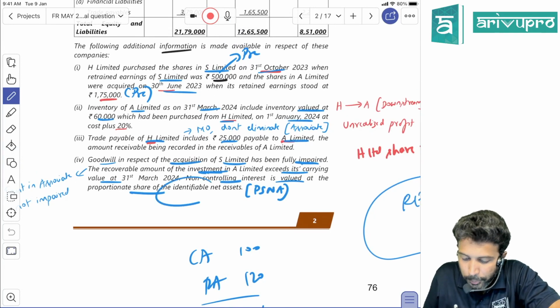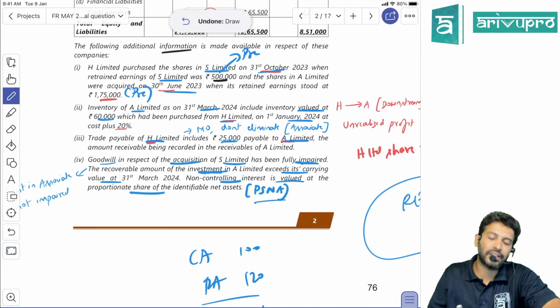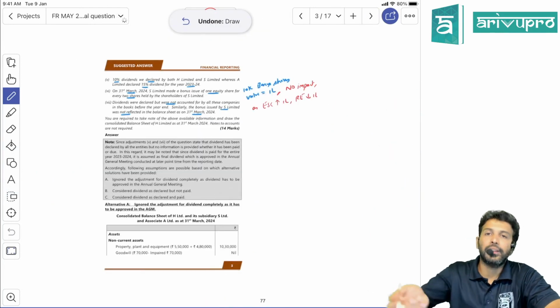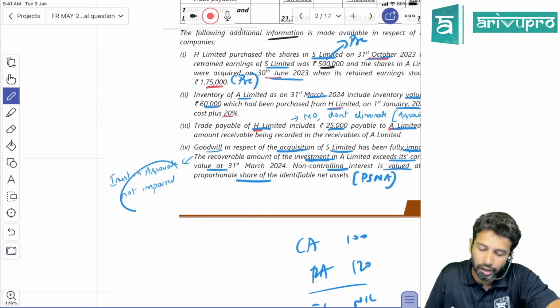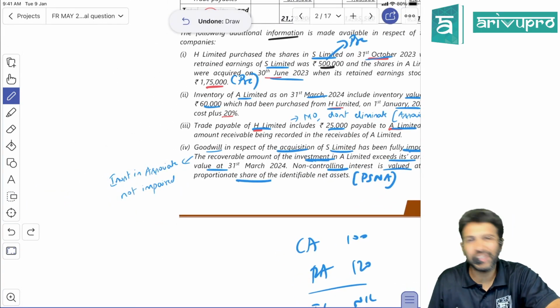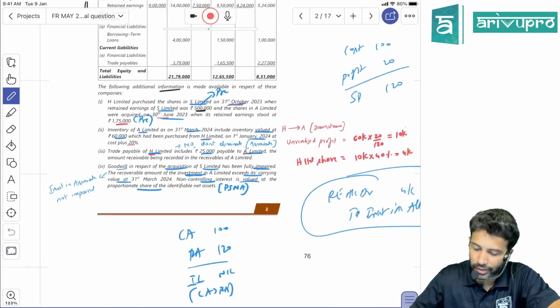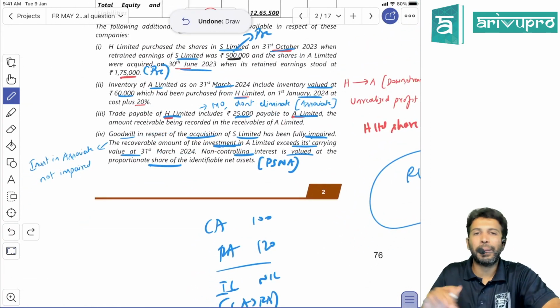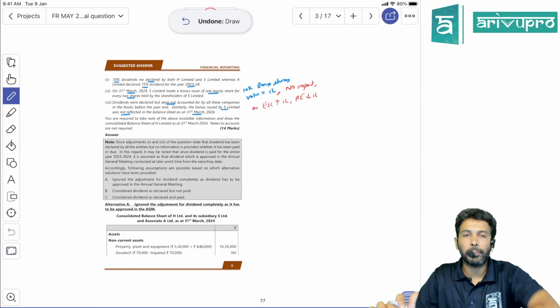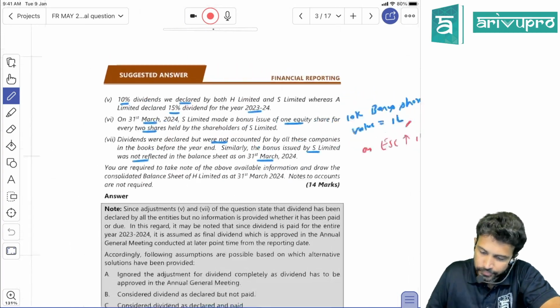And NCA is valued at proportionate share of identified net assets. Basically, NCA is valued on PSNA basis. Okay, fine. That means the goodwill that you get is only the parent's share of goodwill. And that means NCA will not bear any impairment loss on goodwill. Here, as goodwill is fully impaired, only the parent will bear that impairment loss. NCA will not bear it because of PSNA basis.